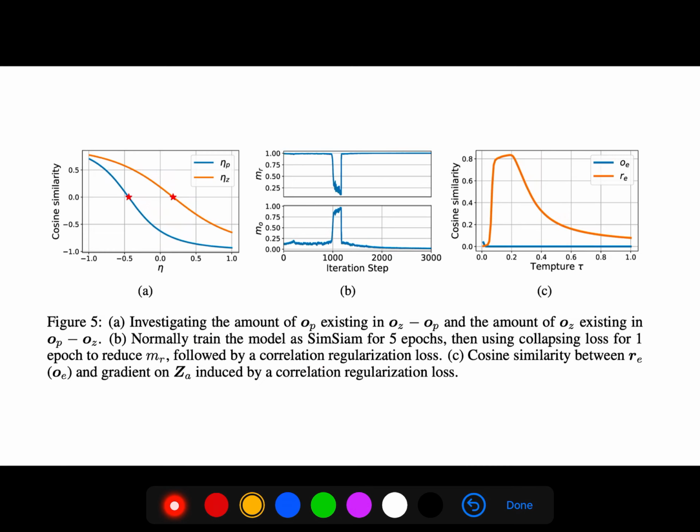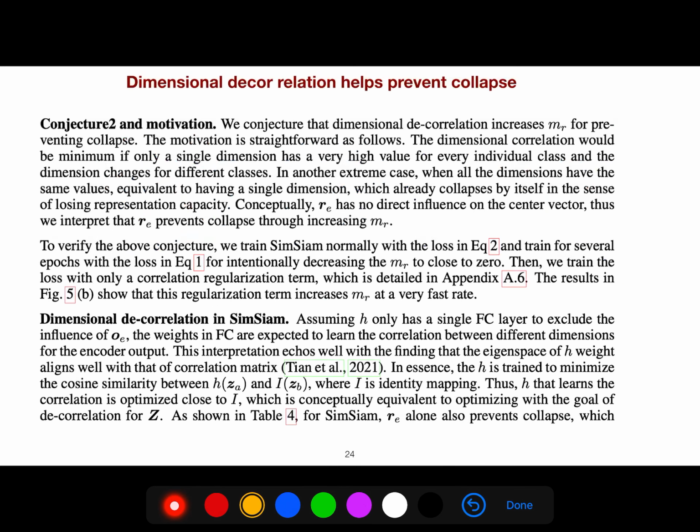And you see, when you increase your temperature, you have different parameters. We conjecture that dimensional decorrelation helps prevent collapse. We conjecture that dimensional decorrelation increases M sub R for preventing collapse.